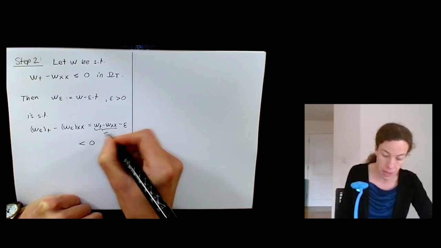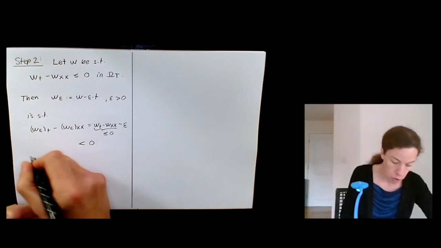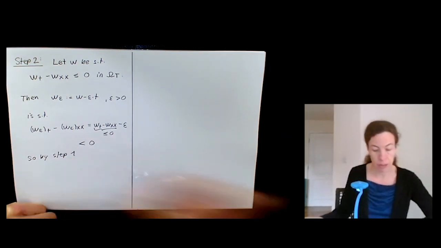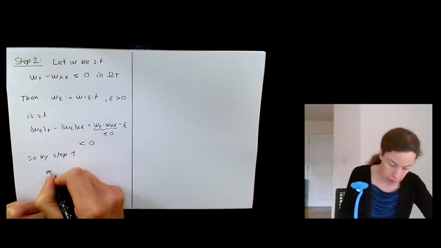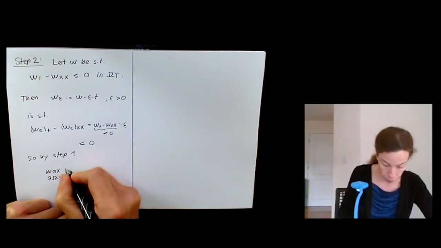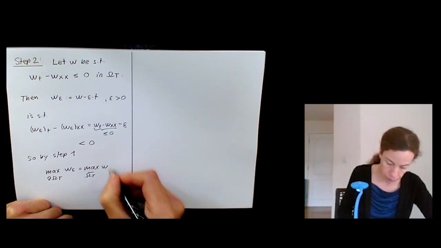So since this is less than or equal to 0, the whole thing is strictly less than 0. So by step 1, I can say something about the maxima. So I get that the maximum over the parabolic boundary of my domain of W epsilon is the same as the maximum over the whole thing of my W epsilon.